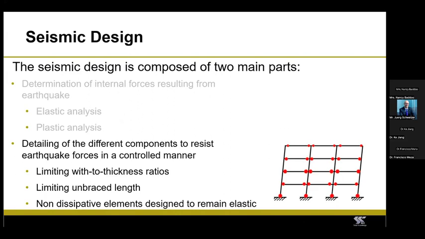These detailing requirements include limiting the width to thickness ratio of the energy dissipating elements, to ensure that local buckling is not going to prevent the development of the inelastic deformations, and the member is going to reach the plastic resistance. There are also requirements related to the maximum unbraced length, which are intended to prevent global buckling of the structural members.